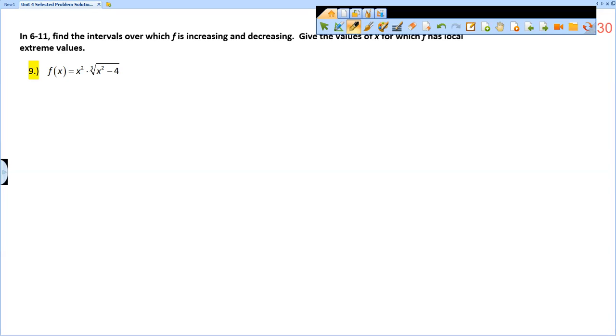This is the solution video for section 4.3, problem number 9. Find the intervals over which f is increasing and decreasing. Give the values of x for which f has local extreme values.